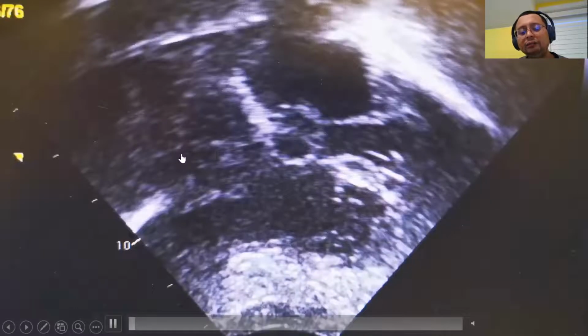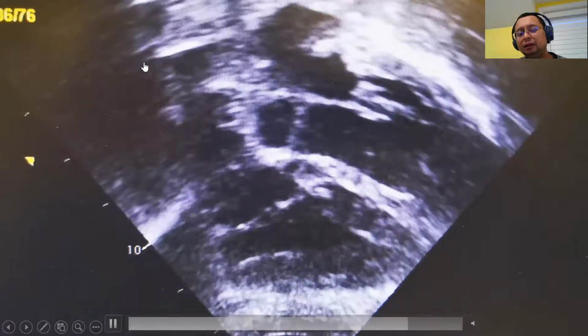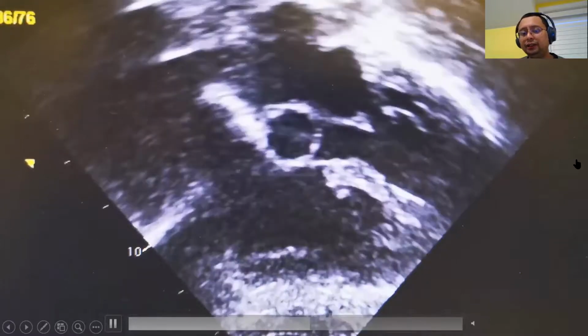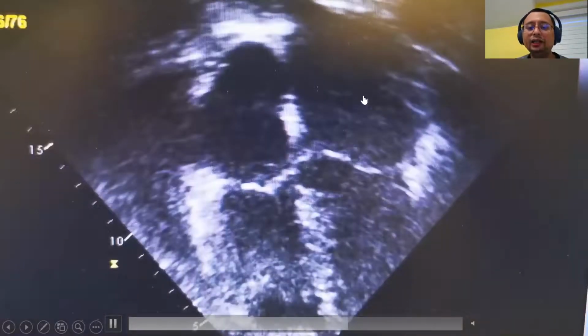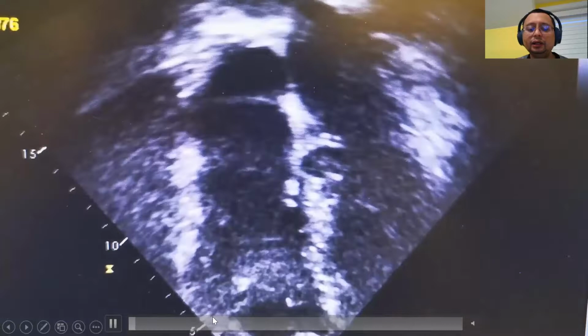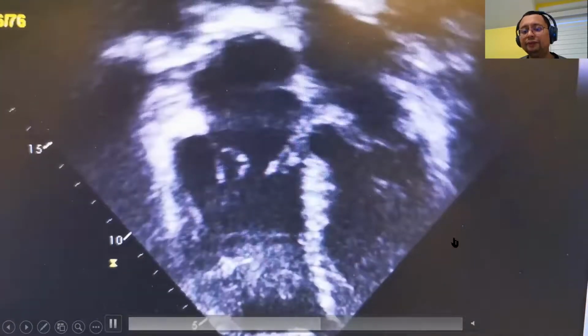This cannot be secundum ASD. Why? Because there is no septum bordering it superiorly. Now we go to the next images. This is the apical 4-chamber view, LV, RV, LA, RA, and you can see normal tricuspid valve attachment.